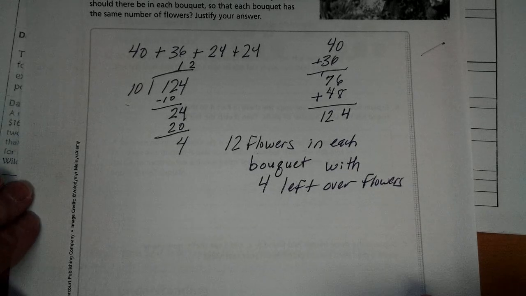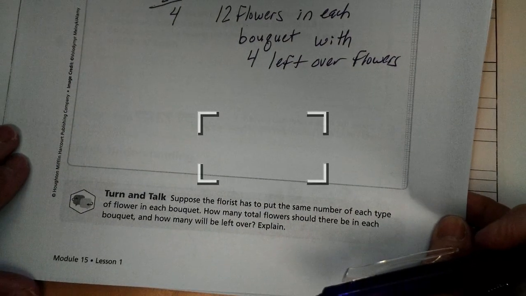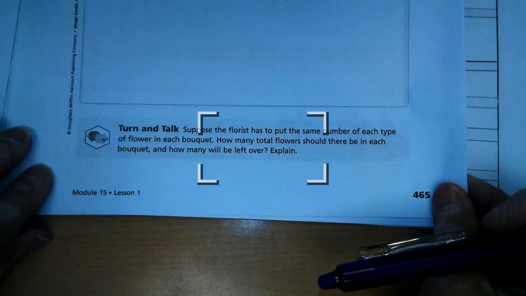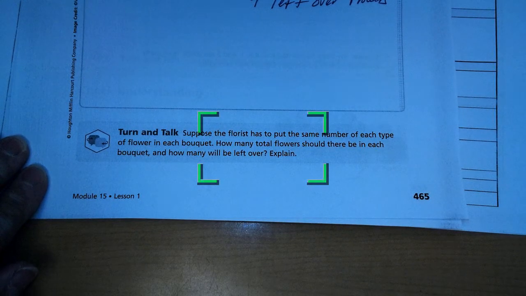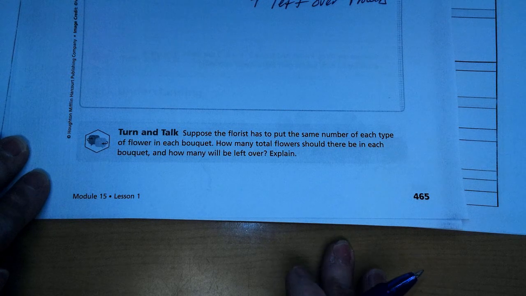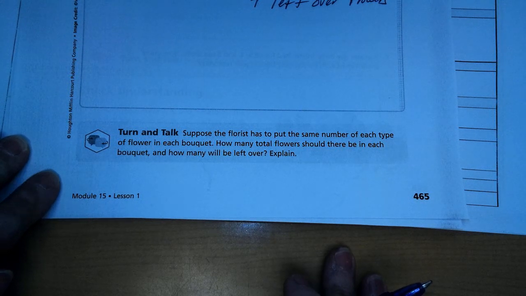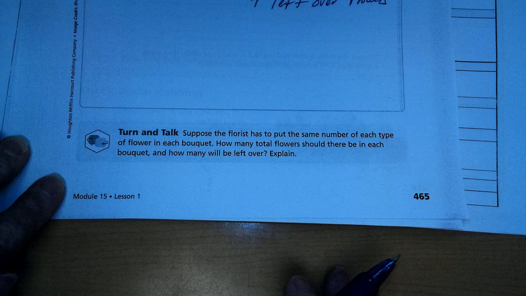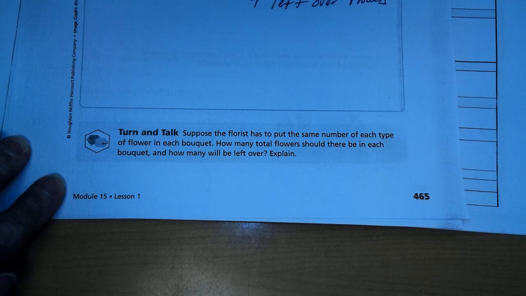All right, so let's look at the turn and talk. The turn and talk says, suppose the florist has to put the same number of each type of flower in each bouquet. So now we want the same amount of the flower. So I want a certain amount of carnations, red roses, yellow roses, and lilies in each bouquet. So what would we need to do now to figure out how many of each would go into each bouquet?